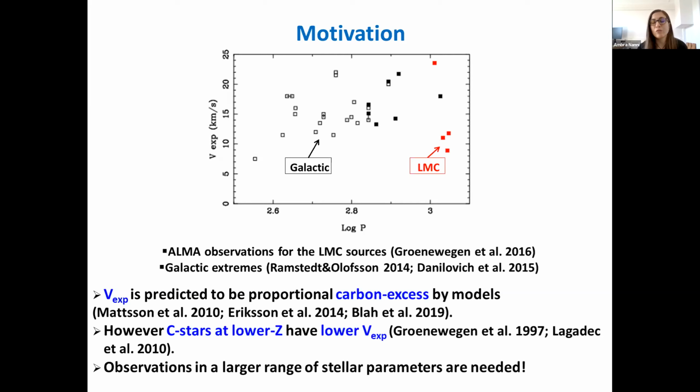As we have seen before, also theoretically from the hydrodynamical model, it was found that this expansion velocity should depend on the carbon excess. So it seems not to be related to the metallicity, however, the data are indicating also this possibility. The reason it depends on the carbon excess is that basically when you form carbon dust, you accelerate the wind. So that's why the expansion velocity is roughly proportional to the carbon excess.